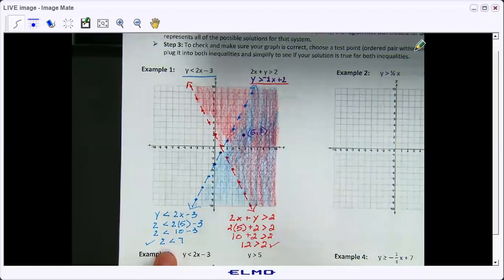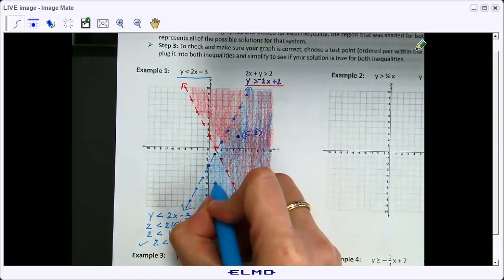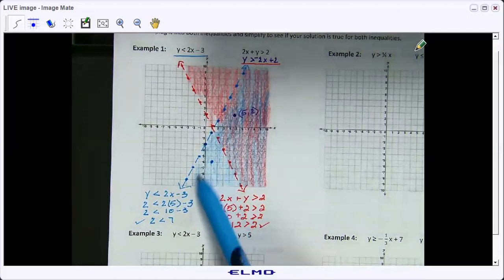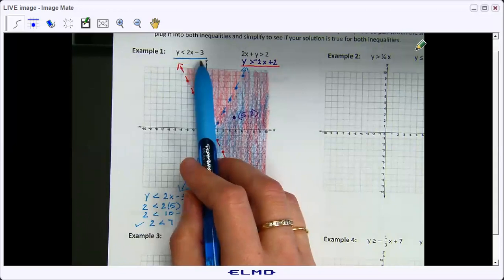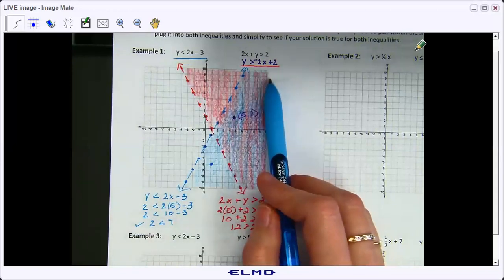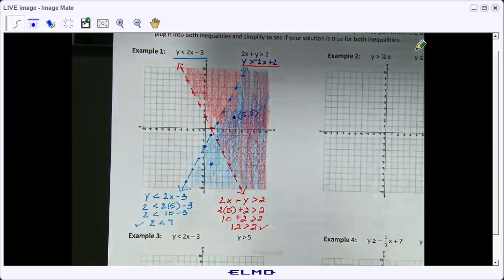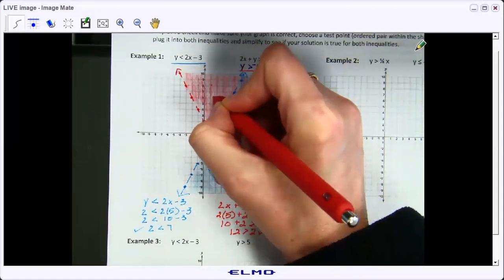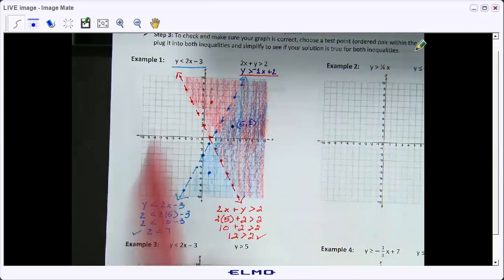Now, what if I chose an ordered pair here, 1, -6? 1, -6 will be a solution for my blue inequality, what I graphed in blue, but it will not be a solution for my red inequality because it's only in the blue shaded region. The same for the red. If I chose 1, 6 here, it will be a solution to the red inequality, but it will not be a solution to the blue inequality.